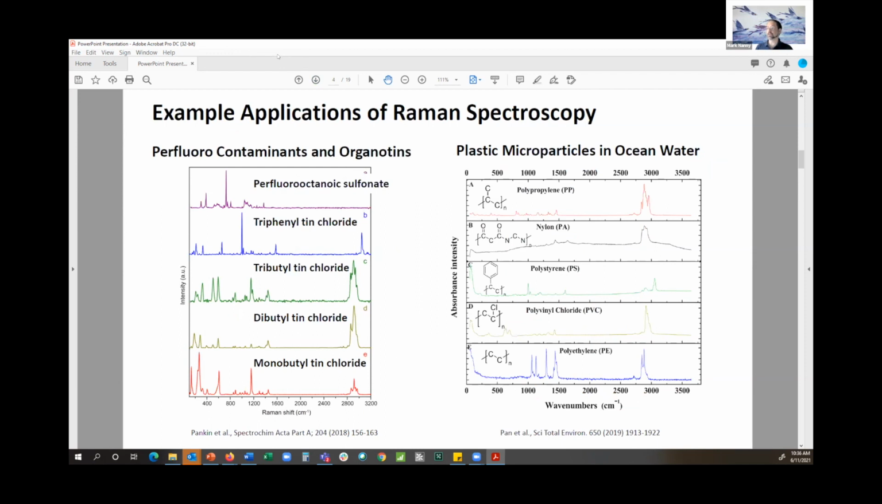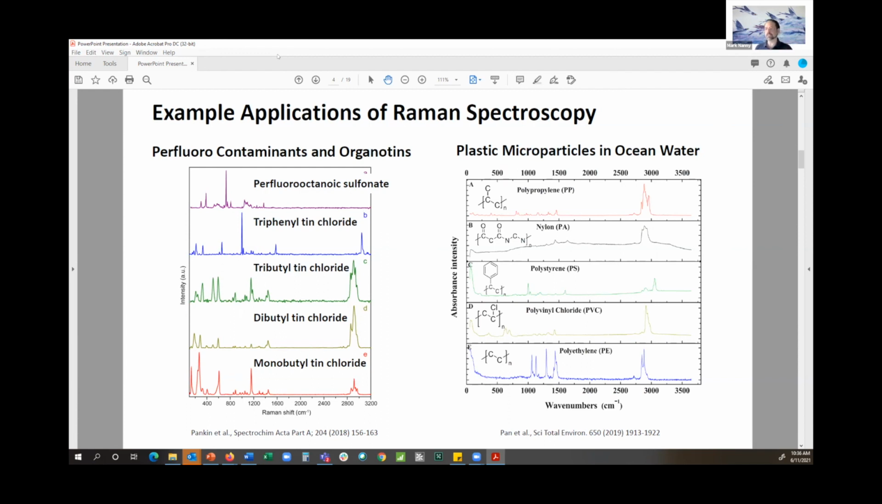So just to give you an idea of what Raman spectroscopy can do with respect to environmental samples and what we're thinking about, I show 2 examples here. For example, on the left-hand side, there's a list of tin chloride, alkyl tin chloride compounds. These organotins are often used to prevent barnacles on ship hulls and such. So they're a big problem in harbors and such.